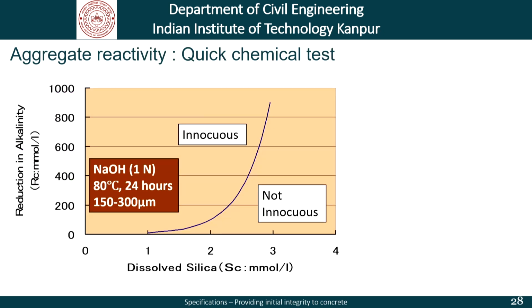Coming to the quick chemical test, what we do is dissolve a certain amount of aggregate with a certain particle size distribution in sodium hydroxide at a certain temperature for a certain period of time, and then try to see what is the reduction in alkalinity and what is the amount of dissolved silica. Based on these two, we try to plot this graph and divide the region into innocuous and non-innocuous, that is deleterious or harmful region. So, if we find an aggregate in this portion, it is deleterious, here it is innocuous.